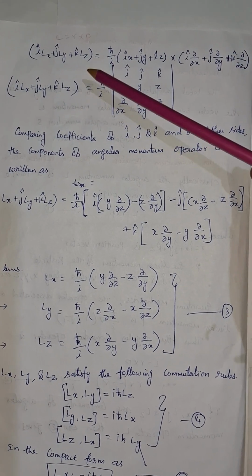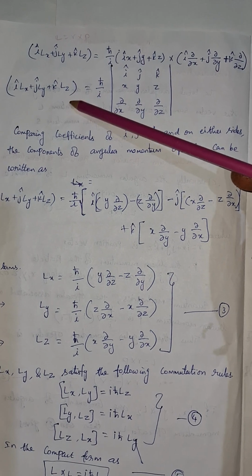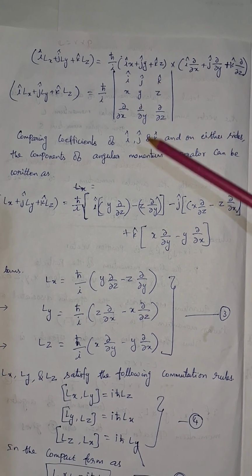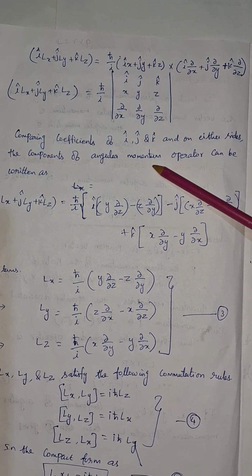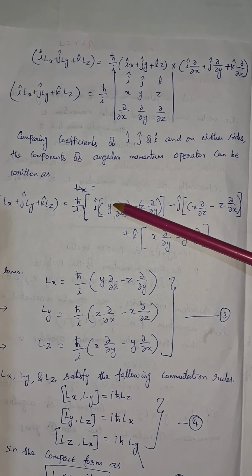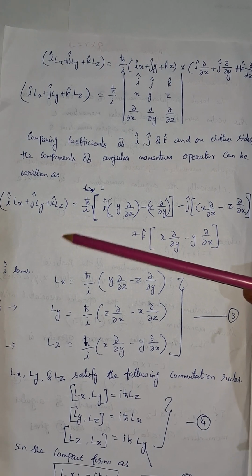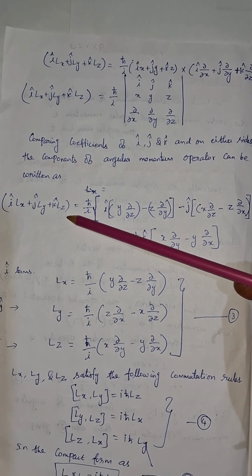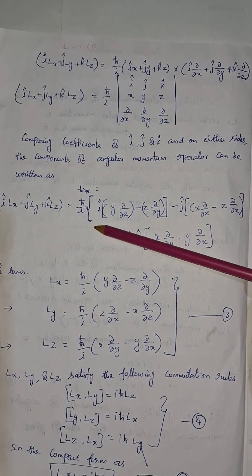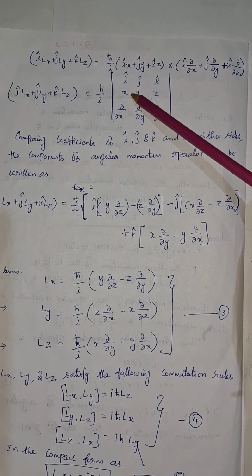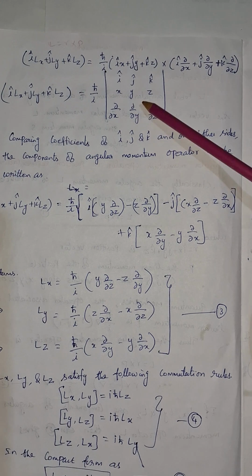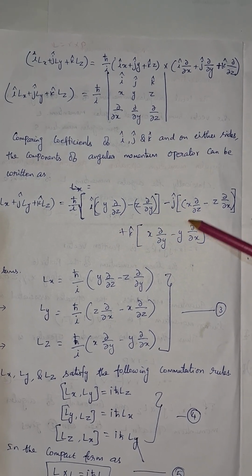On the left hand side we can write the same way. Then these two terms, r cross p, can be written in matrix form. Then compare the coefficients of i, j and k on either side, so the components of the angular momentum operator can be written as, on the left hand side, i cap Lx plus j cap Ly and k cap Lz. Then h cross by i, and while we are solving the matrix, similarly we can write the i cap, j cap, k cap.